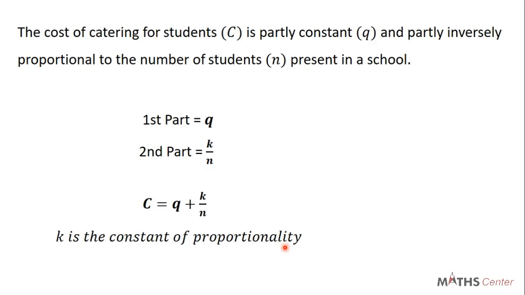We are being told to find the cost of catering for 40 students. So we need an equation connecting C and N. That means that we need to find the value of Q and K.